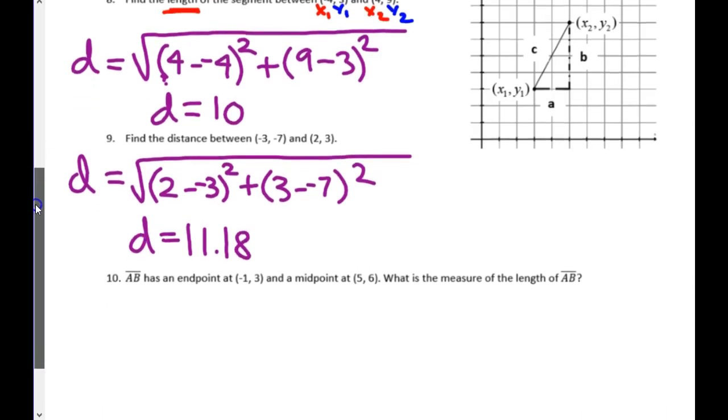Okay, let's do 10 real quick. Now, we always want to read it. 8 and 9, we're just finding length and finding distance. But look at 10. How is 10 different? AB has an endpoint and a midpoint. Now, you tell me, how much of that segment is from the end to the middle? What do we call that section from the end to the middle?